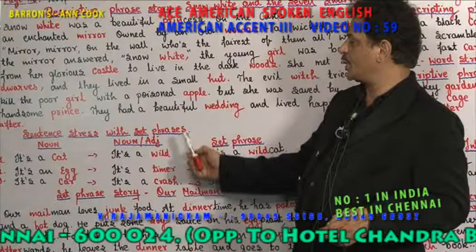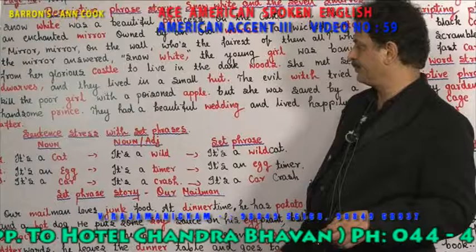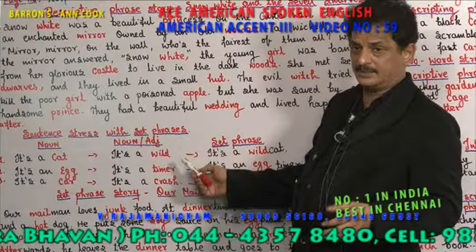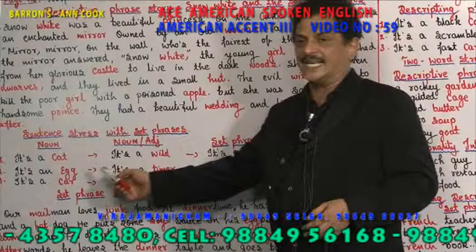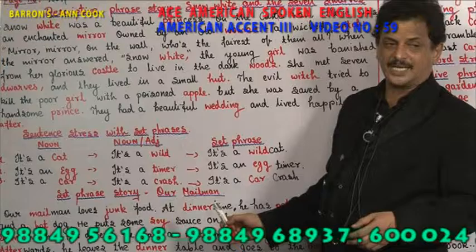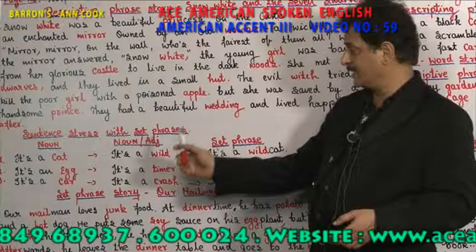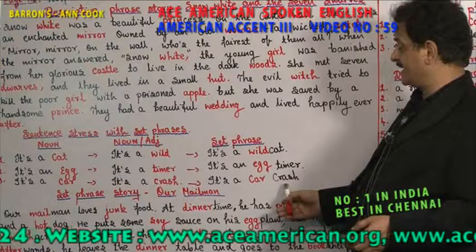So sentence stress, பார்த்தீங்கன்னா, here is a cat, cat என்பது பூனை. Is a wild, அது ரொம்ப காட்டு. Is a wild cat. ரெண்டு நவுன் சேர்க்கிற பொழுது முதல் நவுனுக்கு அழுத்தம் கொடுக்கிறீர்கள். It is an egg, அது ஒரு முட்டை. It's a timer, அது டைமர். It is an egg timer, முதல் நவுனுக்கு அழுத்தம் கொடுக்குறீங்க. Adjective என்றால் நவுனுக்கு அழுத்தம் கொடுக்குறீங்க. It's a car, it's a crash, அது ஒரு விபத்து. It's a car crash, காருக்கு அழுத்தம் கொடுக்கிறீர்கள்.